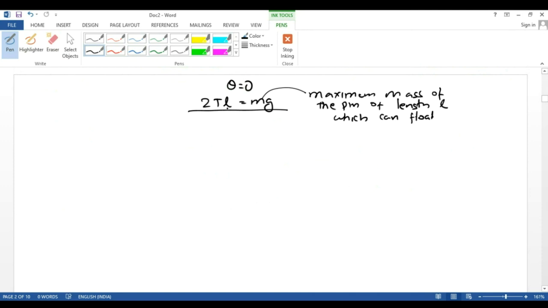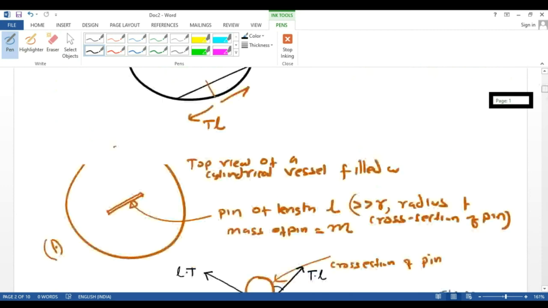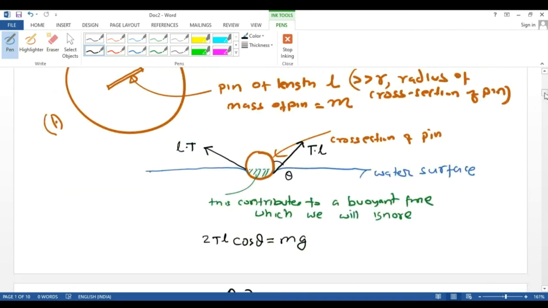With a little bit of calculation, you can see that mass per unit length, lambda, is equal to 2T by g, and this is the maximum linear density of the pin to float. So here we were basically looking at the property of surface tension as the force acting per unit length on any line drawn on the interface of the liquid-air surface.